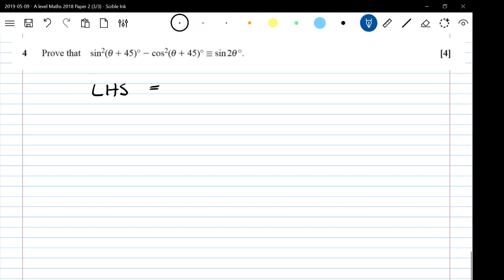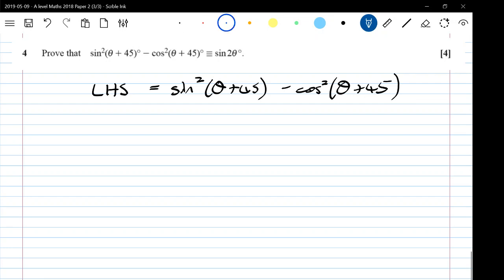so the left-hand side, which is sine squared (theta plus 45) minus cos squared (theta plus 45). My first instinct with this was to say that looks to me very much like sine squared A minus cos squared A. Well, that is minus cos 2A, because cos 2A is cos squared minus sine squared. Do you remember that's one of our identities?